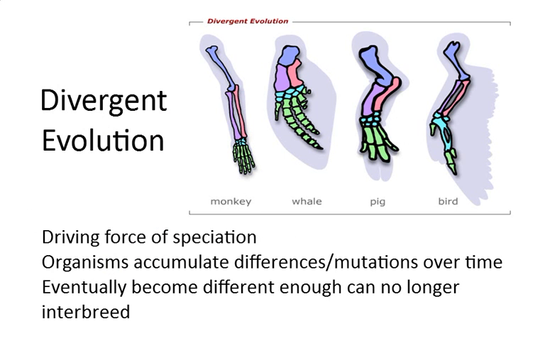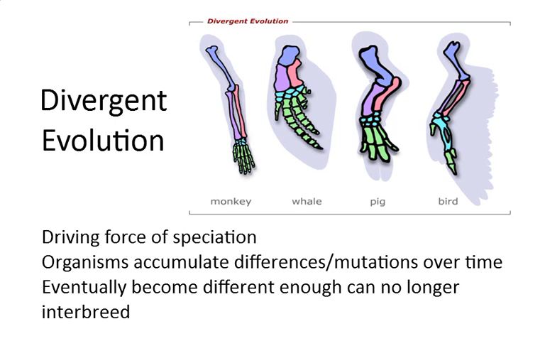Divergent evolution is what ultimately drives speciation. So as organisms move into different environments or adapt to different niches, they'll build up mutations, differences from each other over time. And as those mutations accumulate, they'll become different enough that they're not able to interbreed anymore.